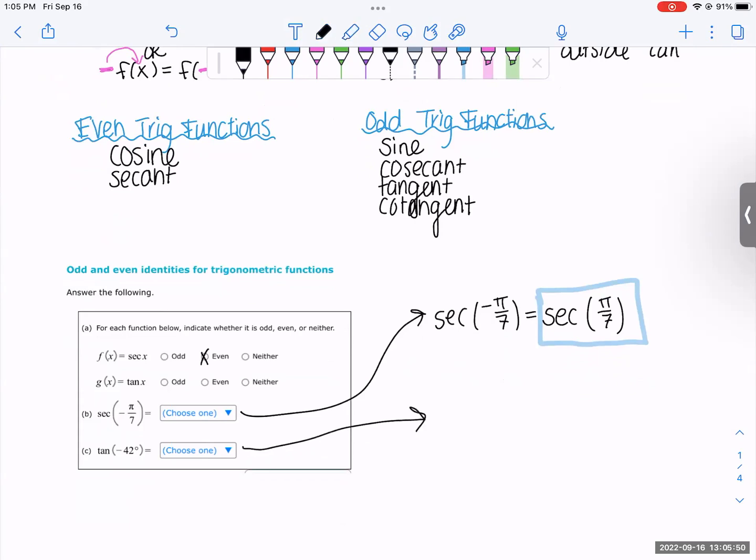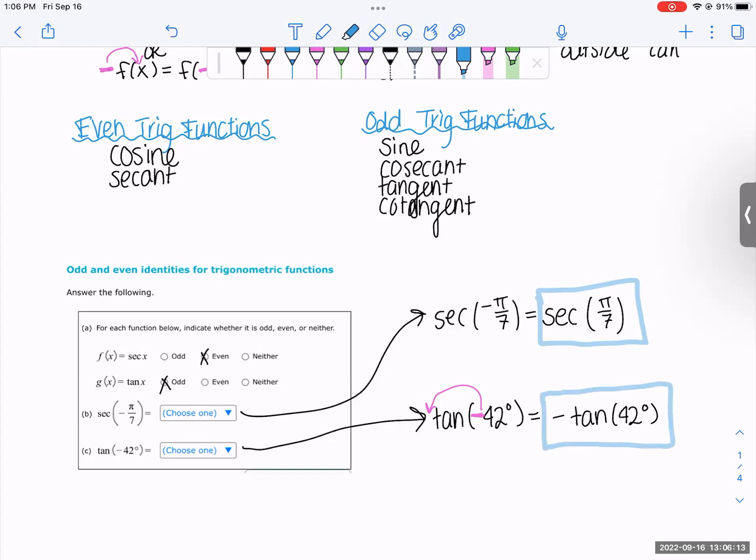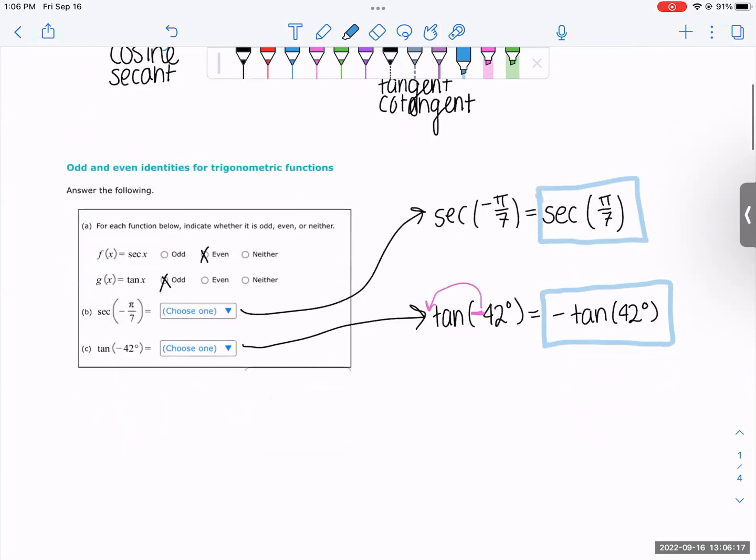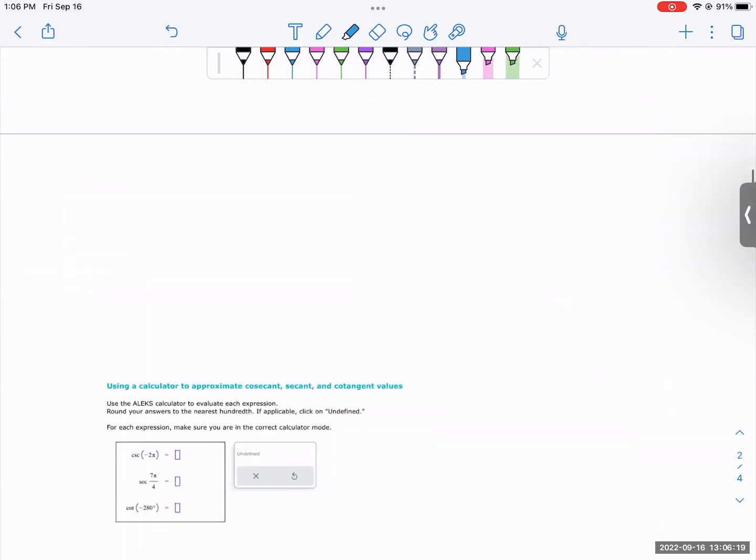For tangent, we know that tangent is an odd function, which means if there's a negative on the inside, it can come to the outside. So tangent of negative 42 degrees is the same thing. Take this negative, put it out front as negative tangent of positive 42 degrees. So that's all there is to these ones. That's all it is. Okay.